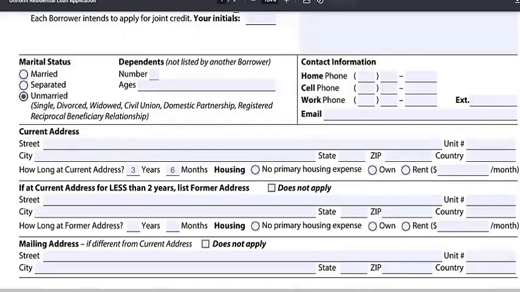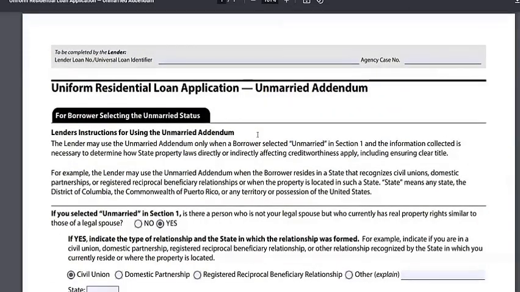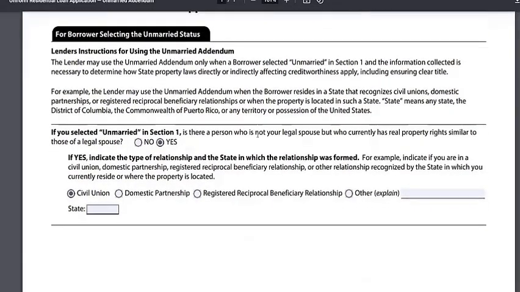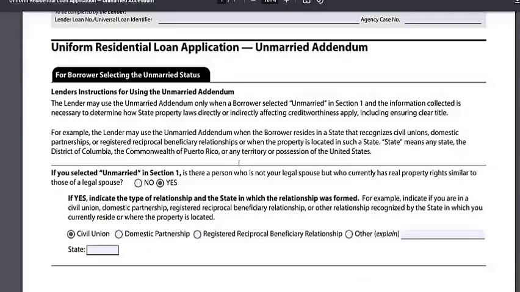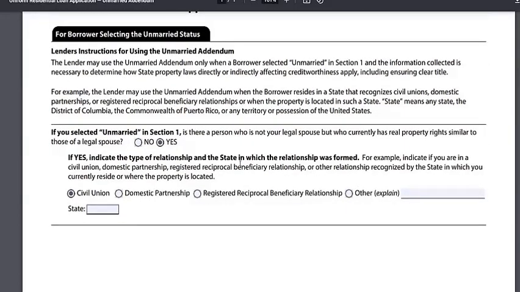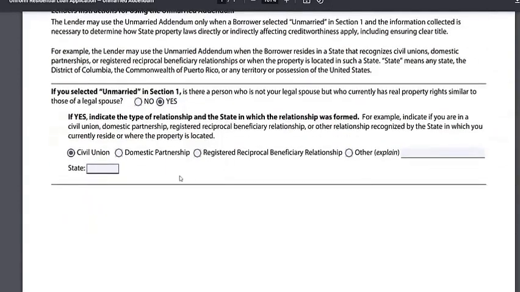But now they also need to give us an unmarried addendum. This form also needs to be filled out by the borrower if they are unmarried. I'm not taking a deep dive in this form. We could do that later. But as of now, there is one additional form that they always need to file. They always need to provide us, or it will be a part of the 1003. That is the unmarried addendum. Whenever borrowers tell us that they are unmarried, they need to update this form and provide it to us.